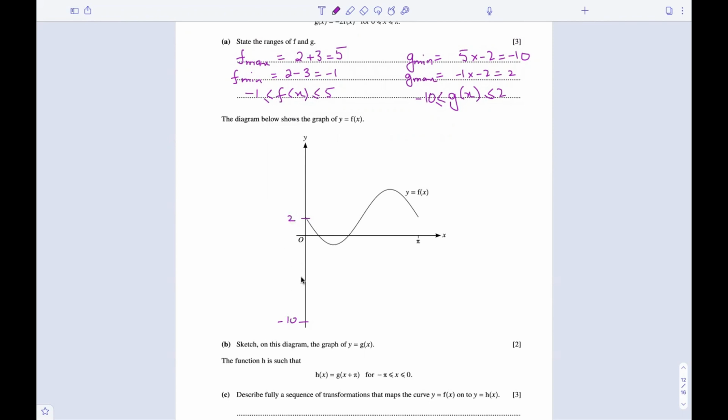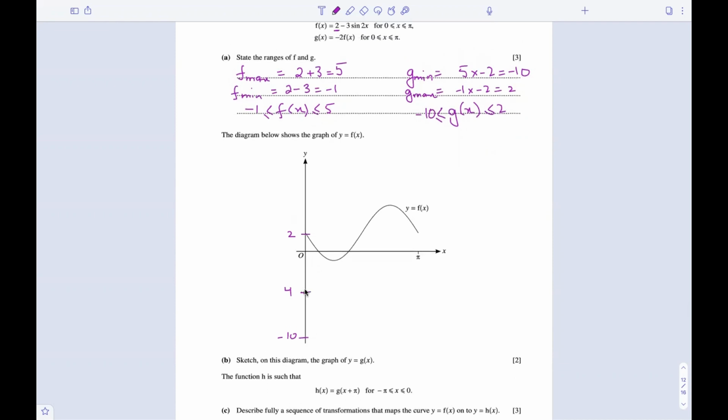So the amplitude would be 6, which means that the graph will start from over here. And the minus sign represents that the graph will be inverted. So the graph of g of x would be like this.